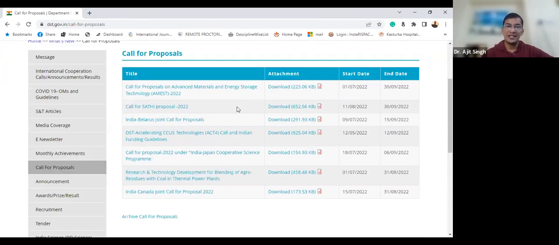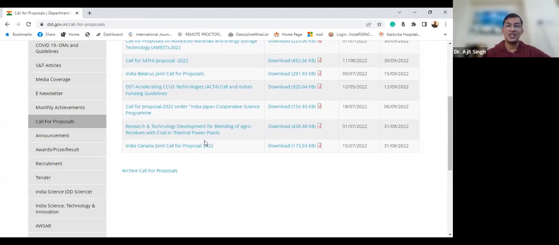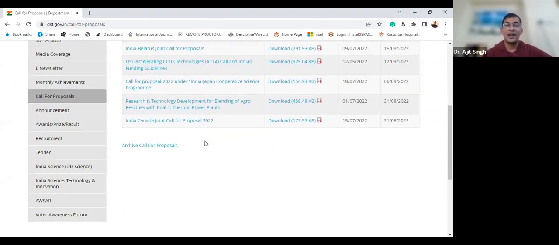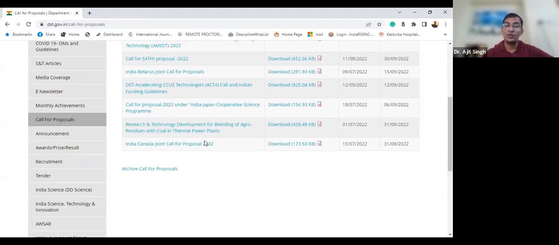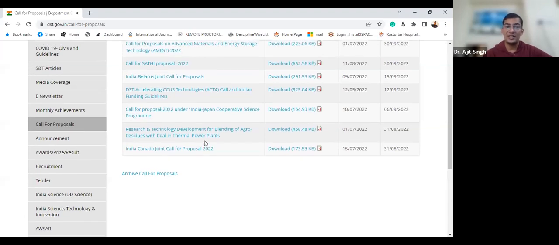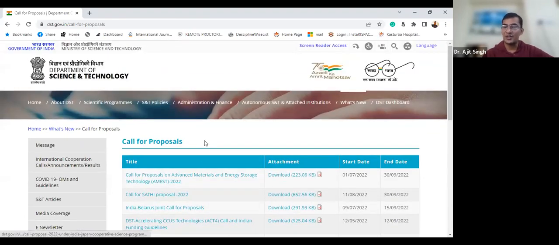See, this is like the call for proposals for advanced material and energy storage technology, the last date is 30th September. Call for SATHI proposal, okay, the last date is 30th September. India-Belarus joint call for proposals, 15th September. So you can see all the things here. Okay, and whatever is relevant to you, just go ahead with that. Okay, you can check out those things. These are the important things, guys.